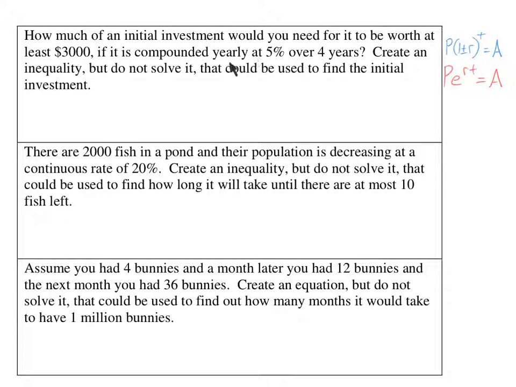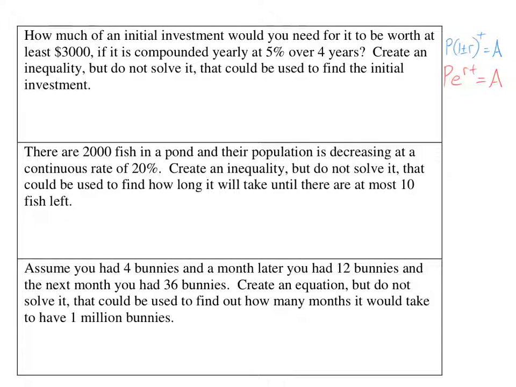Now, we are going to this problem right here, so let's read it carefully. How much of an initial investment would you need for it to be worth at least $3,000 if it is compounded yearly at 5% over 4 years? Creating an inequality, do not solve it, that would be used to find the initial investment. So we're trying to find the initial investment. So are we going to use the blue or the red formula? Well, I didn't hear the word continuously compounding. So we are going to use the formula right here.